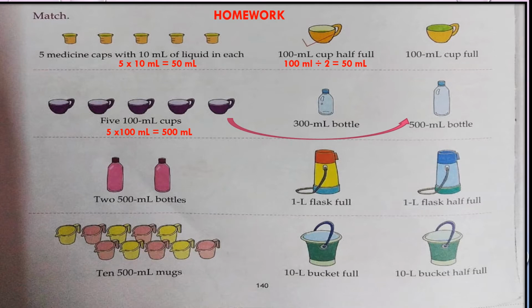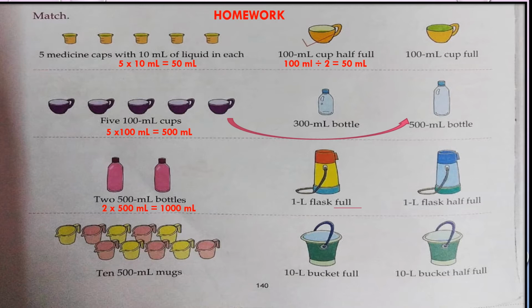Now the third question, children. Two bottles are there and two 500 ml bottles. Now each bottle is of 500 ml. So number of bottles are 2. So 2 into 500 ml will be equal to 1000 ml. Now find out. Now two flasks are given. The first one is 1 liter flask full. That means 1 liter means it is having 1000 ml. Okay, children, full is written. So that's why 1000. 1 liter is equal to 1000 ml.